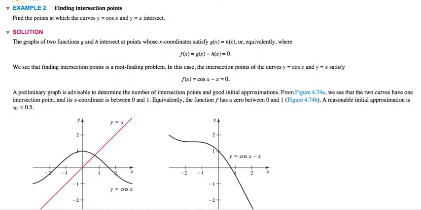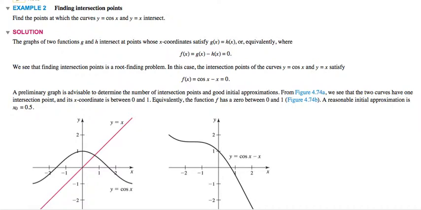Another great thing to use Newton's method for is to find the intersection point of 2 curves. So here we want to find the point at which y equals cosine of x and y equals x intersect. So here we have y equals cosine of x, and here we have y equals x, and we're looking for this intersection point right here.